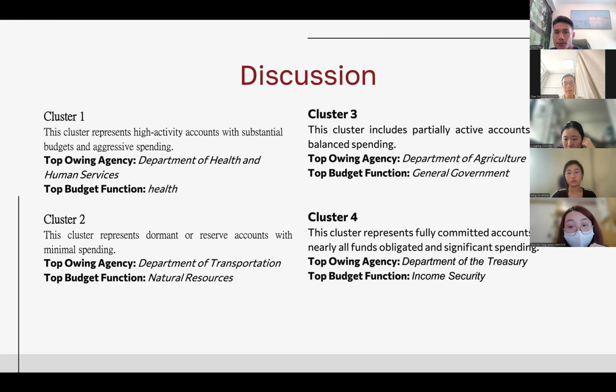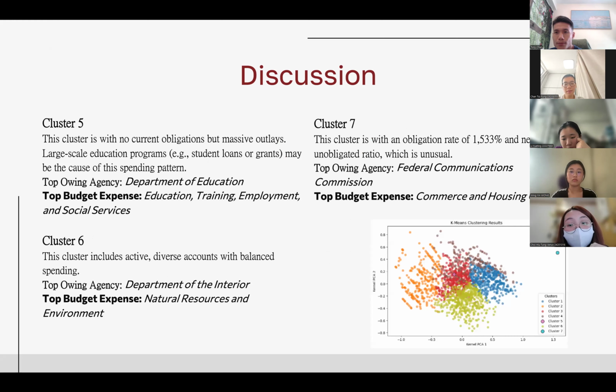In this next line, cluster five represents accounts with no obligation. The majority agency is Department of Education, and the majority function is education, training, employment, and social services. Cluster six represents inactive accounts. The majority agency is Department of Interior and the majority function is natural resources and environment.